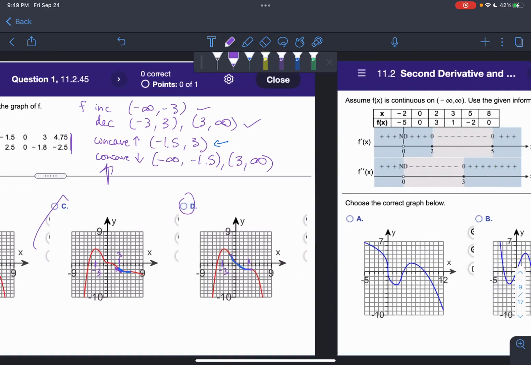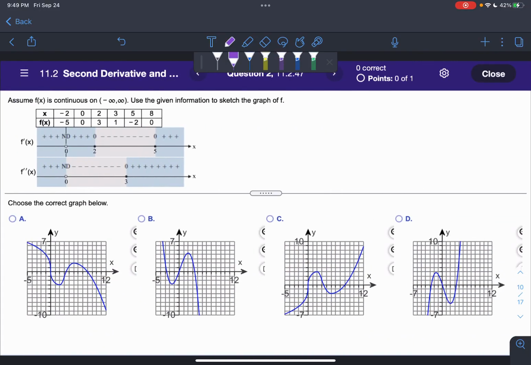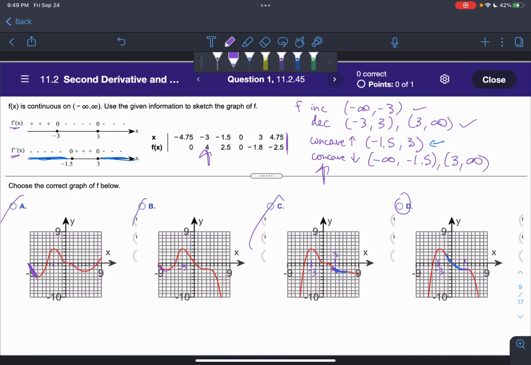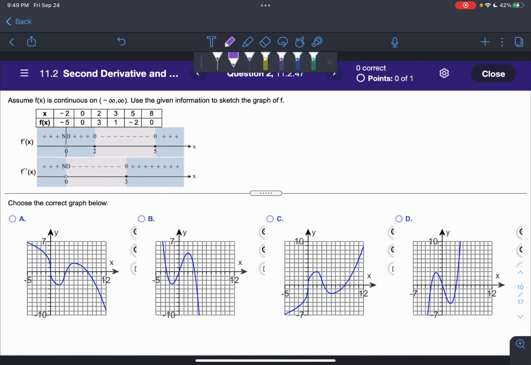Okay, let's try another one. It's kind of the same, it just looks different. It's basically the same type of information. We have 2 sign charts and values, and it's just presented differently. Okay, so let's do the same thing.